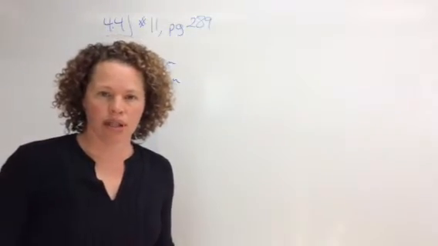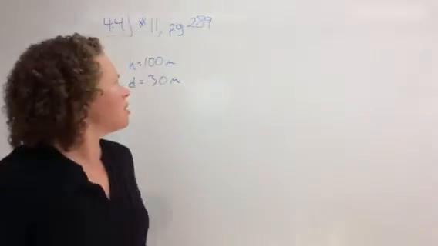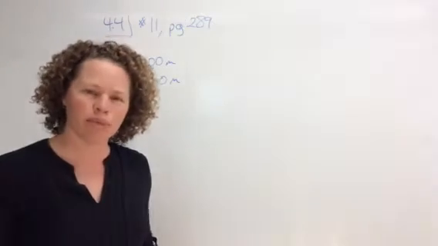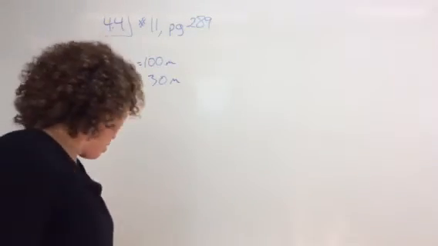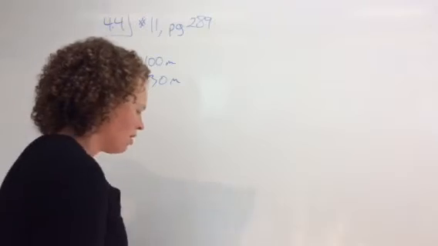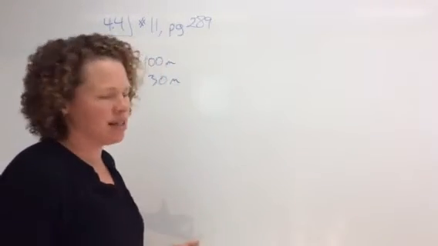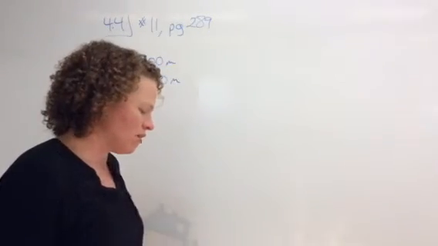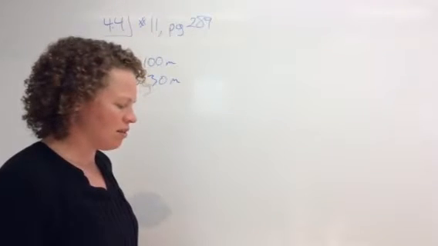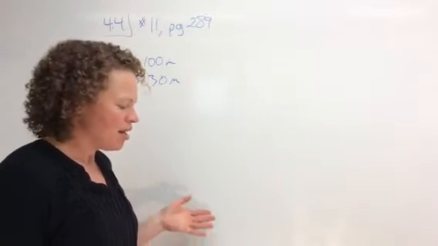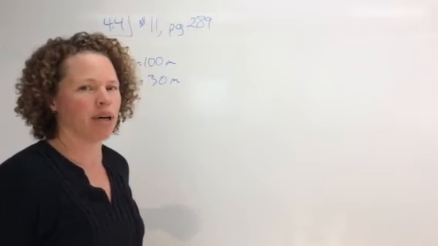I've had a request to look at number 11 from 4.4. This one's on page 289, and it's a word problem. The word problem in question is talking about a Canada Day celebration in Surrey. The firework is projected vertically into the air and reaches a maximum height of 100 meters. The path of the firework is parabolic.